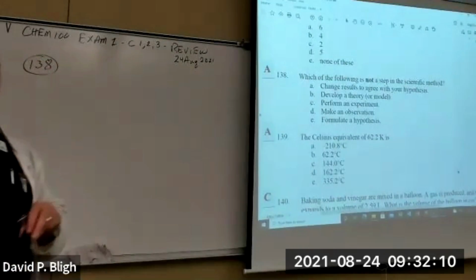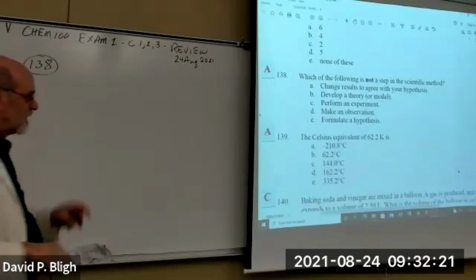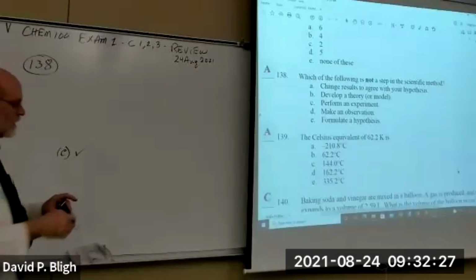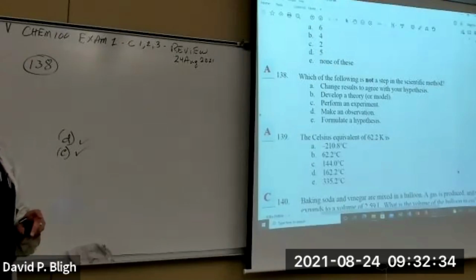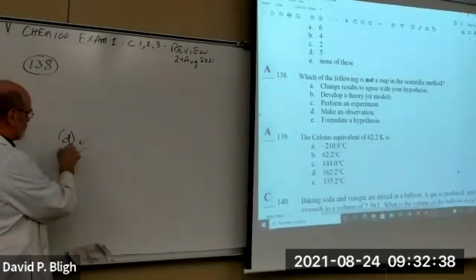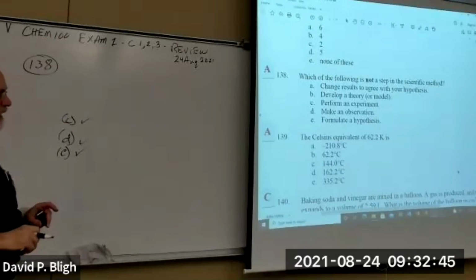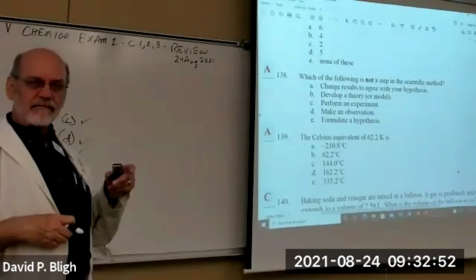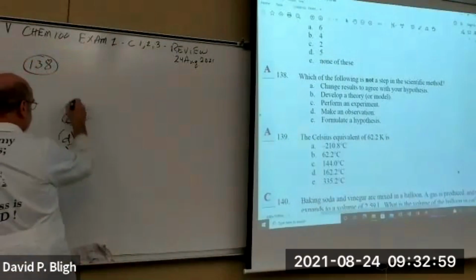Which of the following is not a step in the scientific method? Well, let's see. Let's work from the bottom. Hypothesis. Is there a hypothesis in the scientific method? Yep. So E is correct. Make an observation. Oh, yeah. Everything starts with observations. Perform an experiment. Oh, yeah. You have to test your hypothesis. Right? B, develop a theory or a model. Ultimately, yes, you do. An intermediate step might be a law, and then you're trying to figure out why does it work. So yeah, B is reasonable.